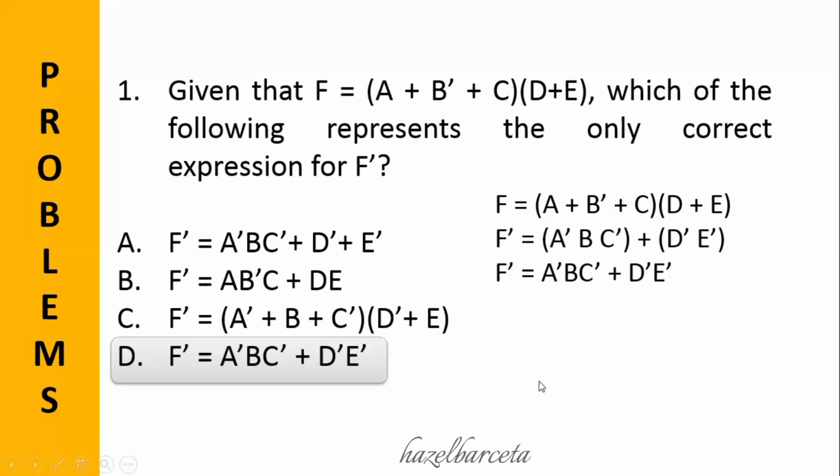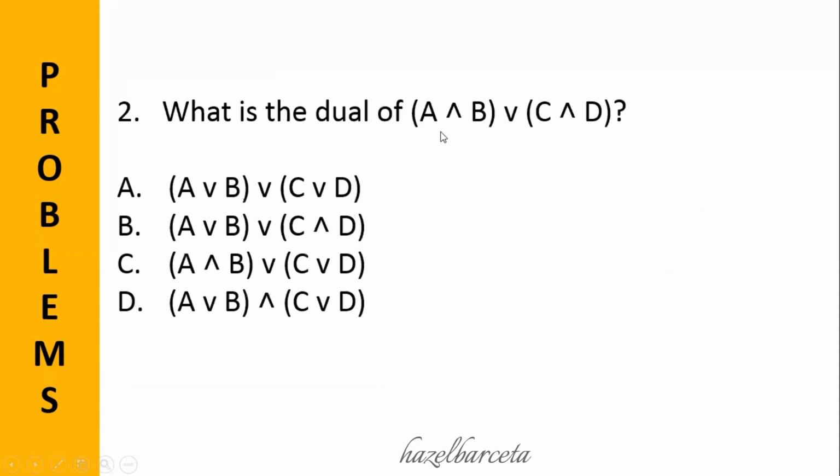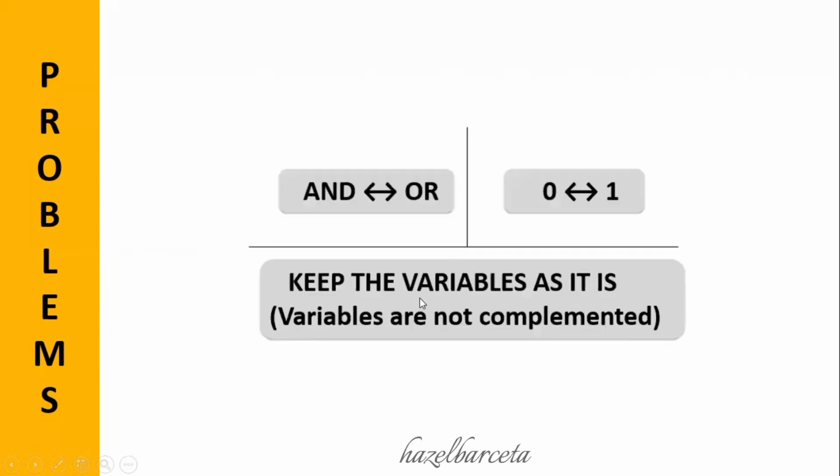Okay, very good. Number 2. Oh, this is the dual, yung na-mention ko po kanina. What is the dual of A and B or C and D? Okay, balikan po natin ang ating dual. So, ito po yung pinagkaiba ng dual at ng complement ng function. The same po ito, pero yung variables po natin dito ay untouchable. As is po sila, just like nung sa number 1 na letter B na na-discuss po. So, parang review na lang.